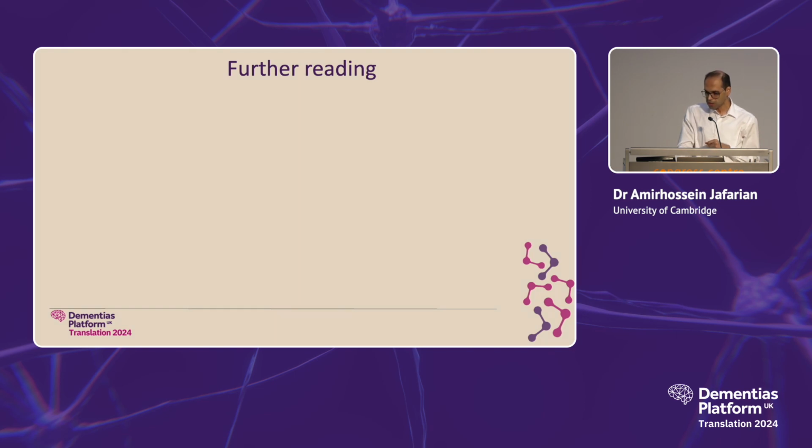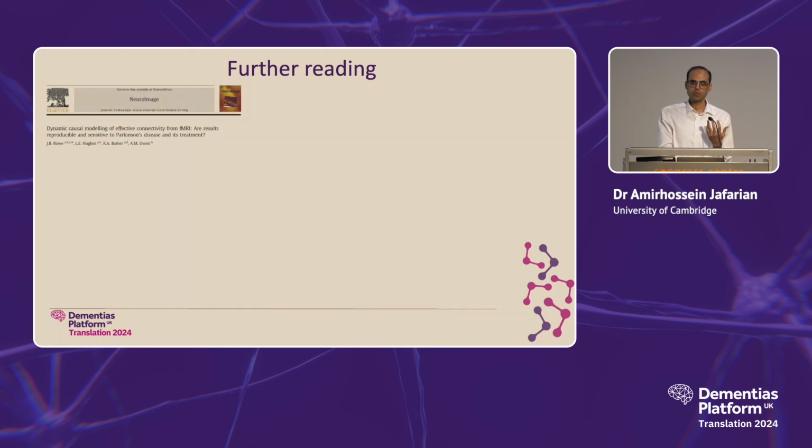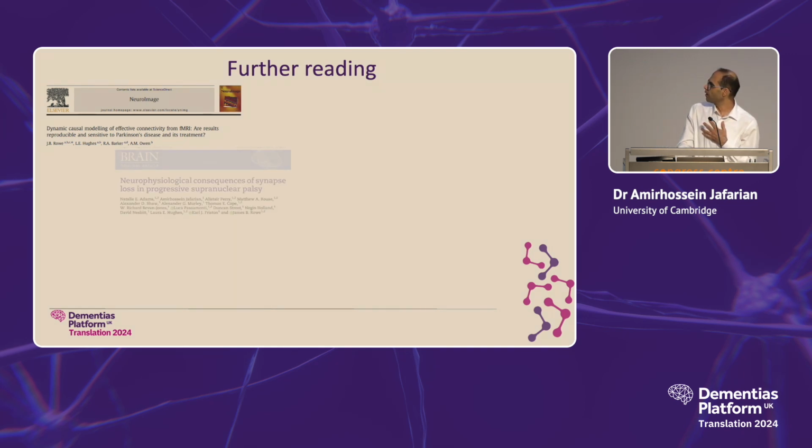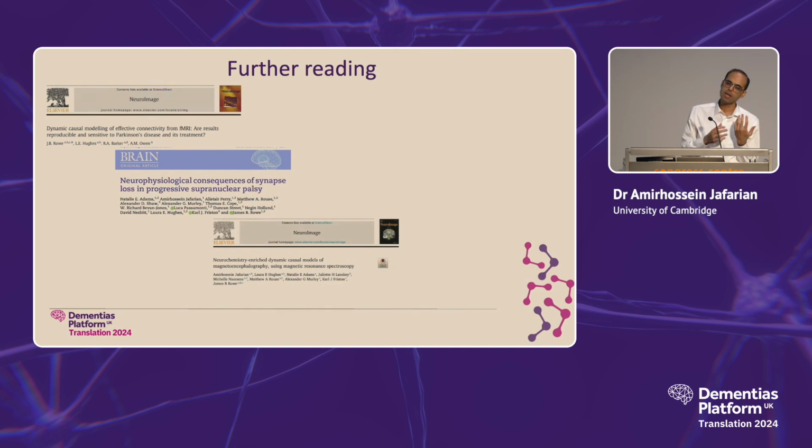So for further reading, James started this journey of reliability of translational modeling in 2010, and he showed that model evidence is a very robust score for measuring reliability and so on. And then we started the path of establishing precision medicine.